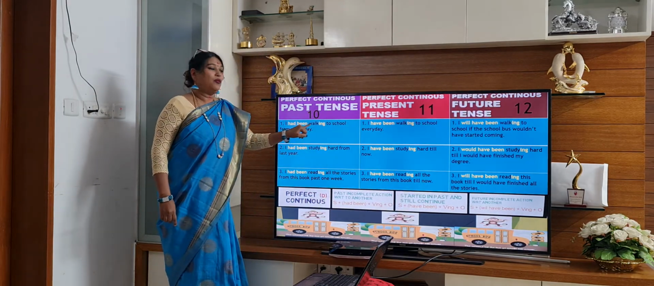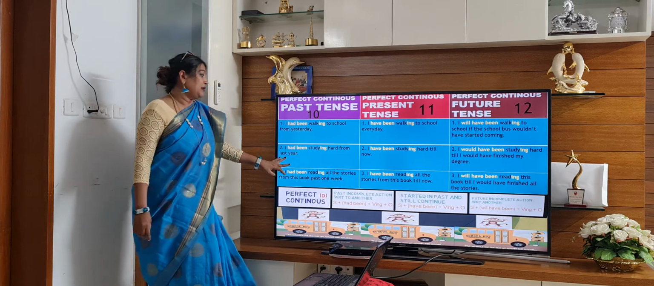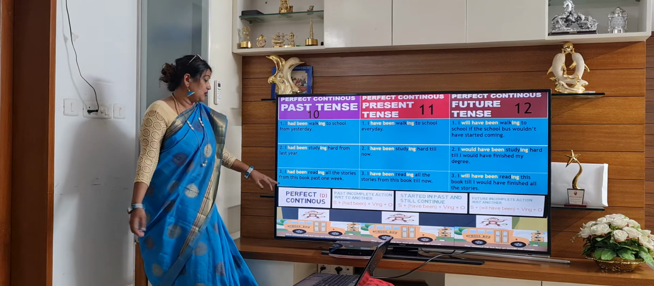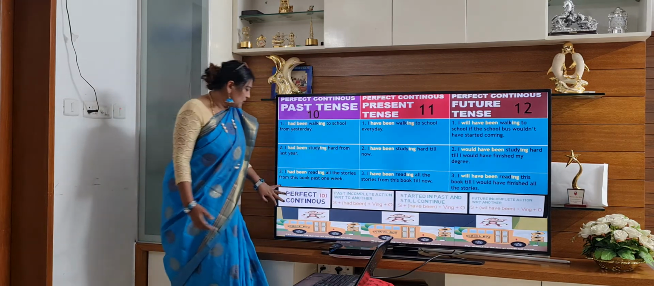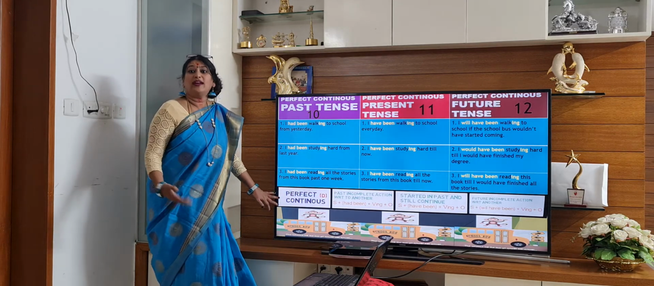First, let's finish. I had been walking to school from yesterday. I had been studying hard from last year. I had been reading all the stories from this book for the past 1 week. I've got bored. Now I need a new story book.